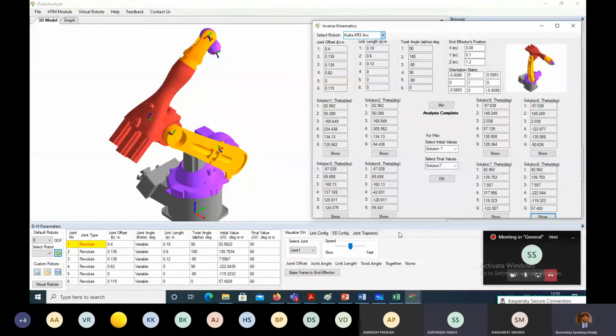Sir, for all these solutions, while doing the forward kinematics, the end effector should end at the same position. Substitute and see. Do you think you'll get the same or different? Sir, I think we will get the same because we have solved for the same. Correct, exactly. But I think it is different.